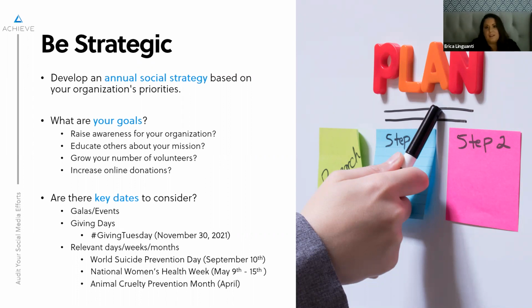Whenever I'm coming up with content for a content calendar, I also like to take a step back and look at key dates to consider. When are your galas and your events? Giving days, are you doing Giving Tuesday? That's coming up November 30th this year.